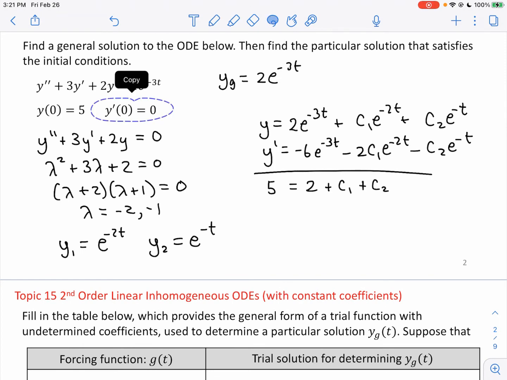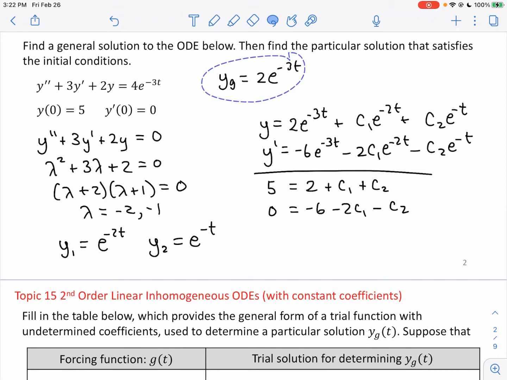And now we're going to plug into the derivative 0 for y prime, at the same time t is 0. So that's going to give us negative 6 minus 2c1 minus c2. And let me give myself a little bit more room here.